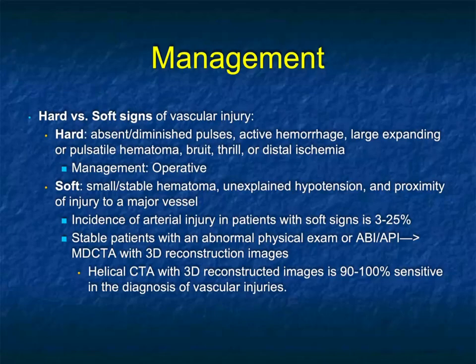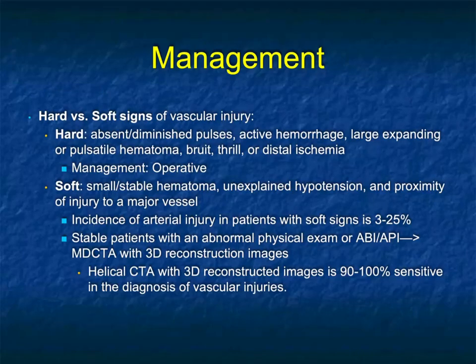Stable patients with an abnormal physical exam go to CT. CT becomes a critical factor in determining management of these patients. And CT with 3D reconstructions is between 90 and 100% sensitive in the diagnosis of vascular injuries.